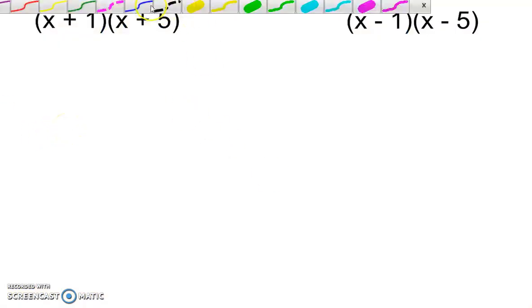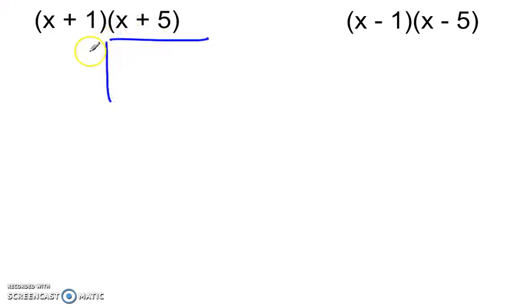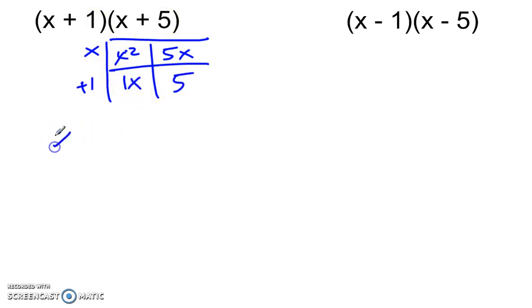So, let's have a look at this. We have been multiplying binomials and polynomials, and we've been using the box method. So we do x plus 1 times x plus 5. x times x is x squared. x times 5 is 5x. 1 times x is 1x, and 1 times 5 is 5. So now we have x squared plus, these two combine, 6x plus 5.